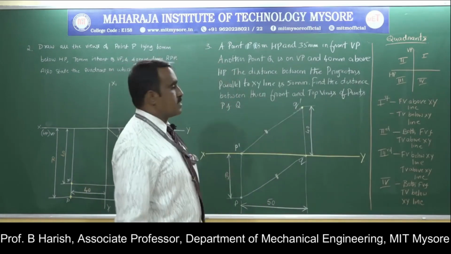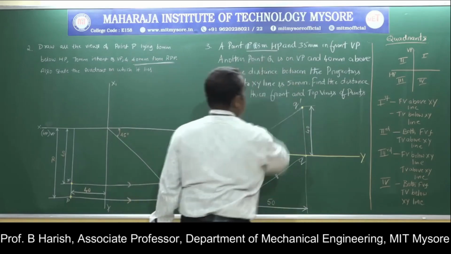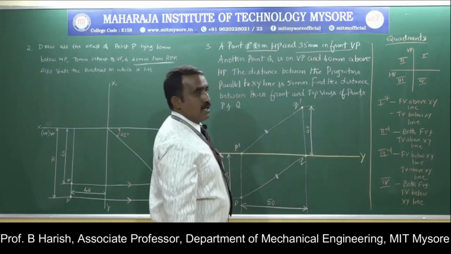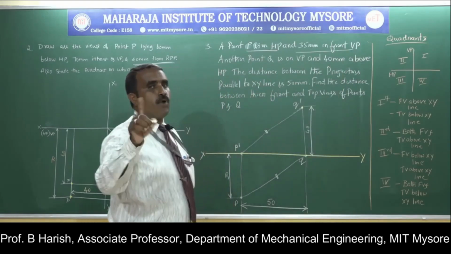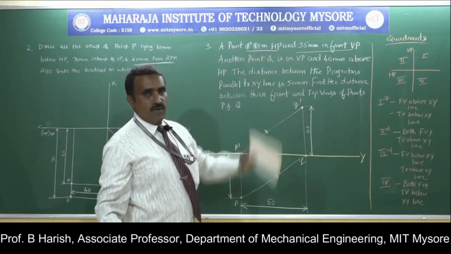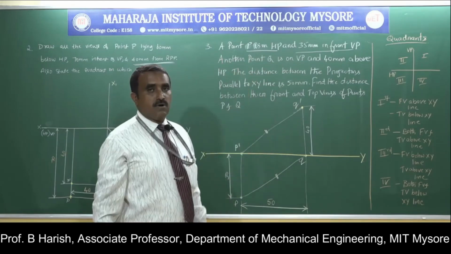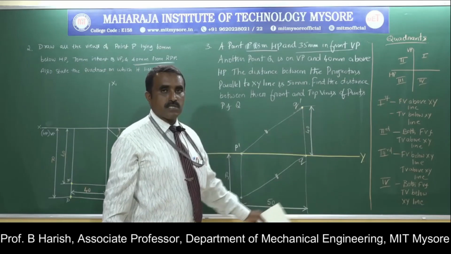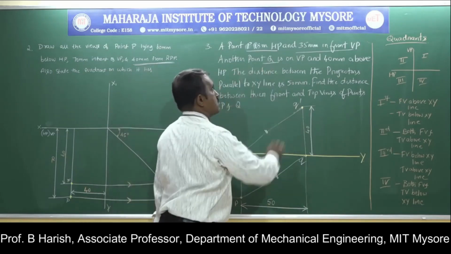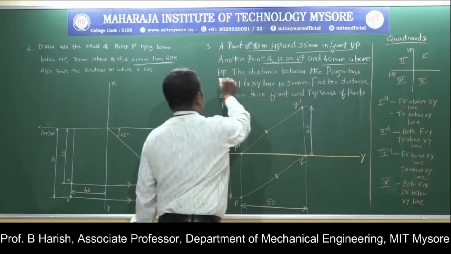The problem runs like this. Point P is on HP, very important, it is on HP, and 35 mm in front of VP. That is the position of the point. Another point Q, here we have 2 points, so I will try to draw the projection of 2 points. Point Q is on VP and 40 mm above HP.